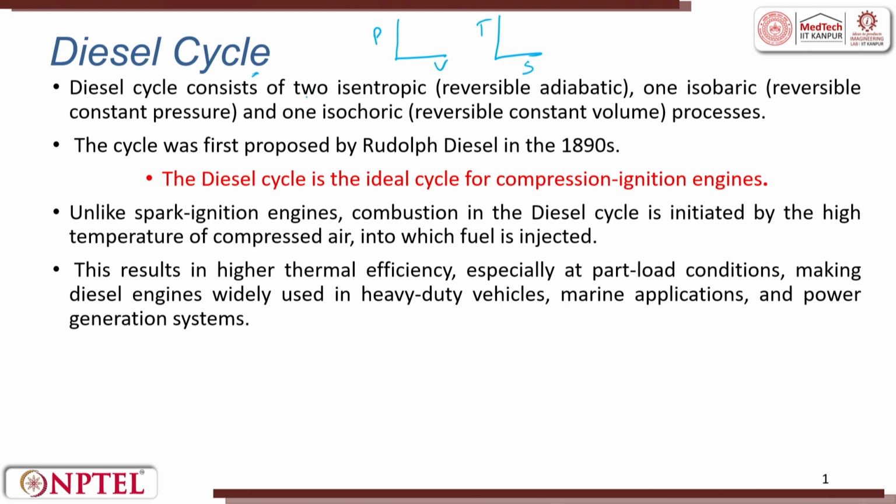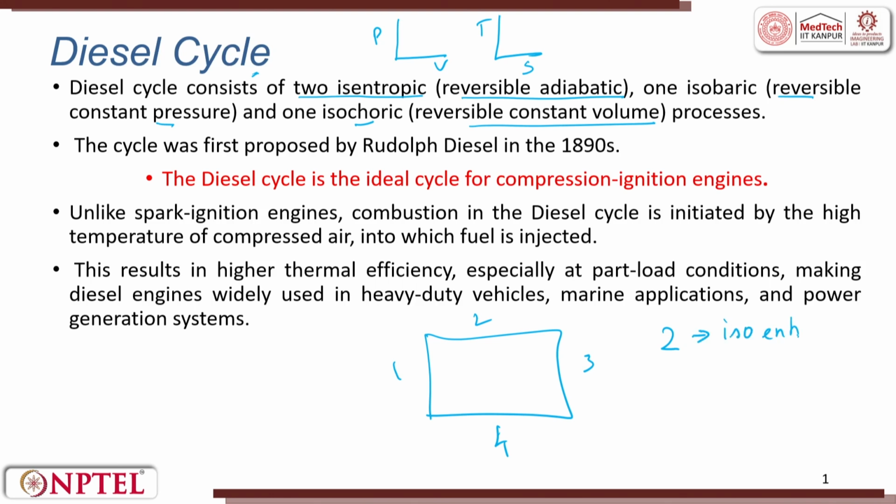So, diesel cycle consists of two isentropic reversible adiabatic processes, one isobaric reversible constant pressure process and one isochoric reversible constant volume process. So, there are four processes, because if you have a box, there are four processes 1, 2, 3 and 4. So, it is said that two of them are isentropic in nature. What is isentropic?